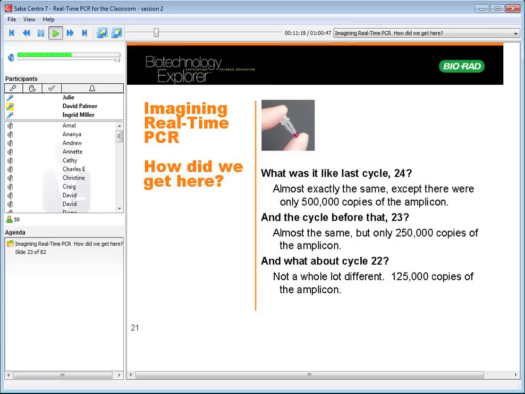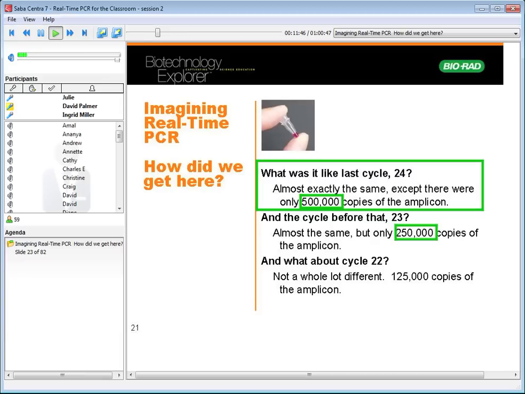So continuing in this thought experiment, what was it like in the last cycle, at cycle 24? Well, the conditions were almost the same as what we are now at 25, but we only had 500,000 copies of the amplicon. Makes sense, right? Because PCR doubles every reaction. So if we go back to the last cycle, we only had half as much. And what about cycle 23? Well, at cycle 23, we probably only had 250,000 copies. And then cycle 22 is likely the same reaction in the tube, but only 125,000 copies of the amplicon.